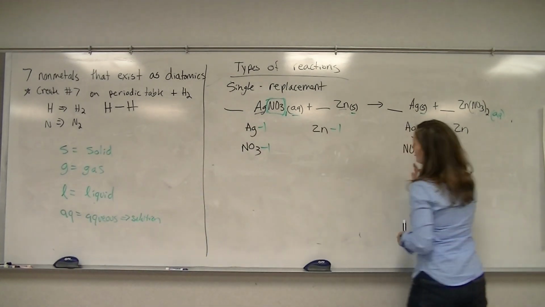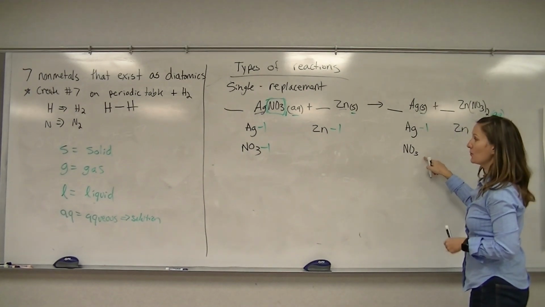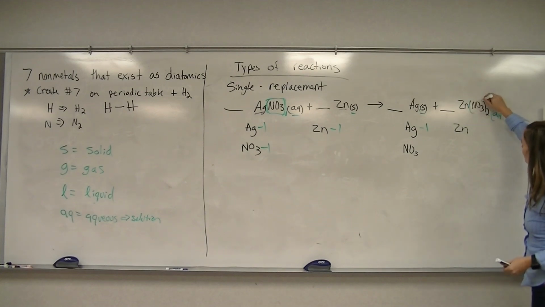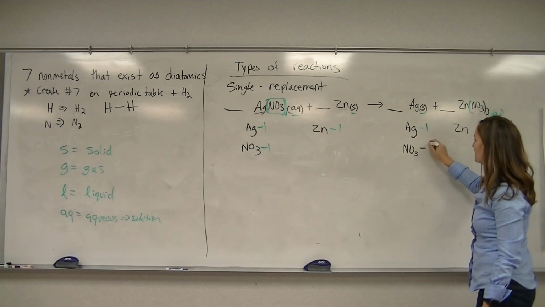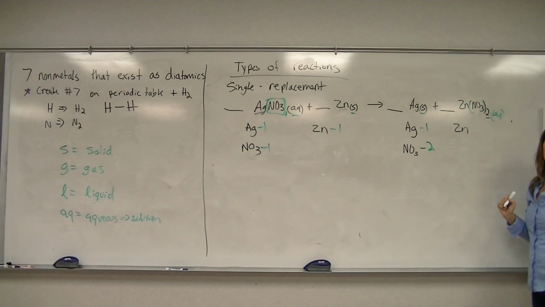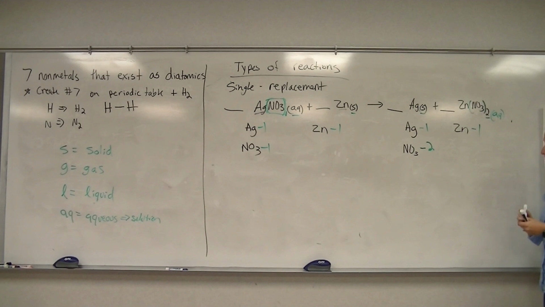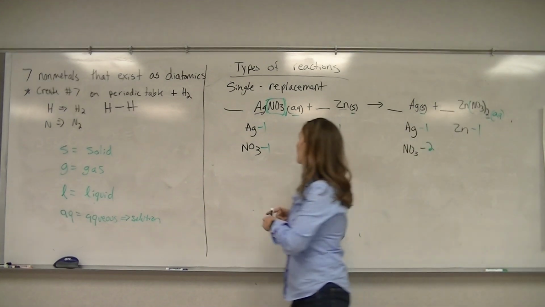Now let's look over here. Silver, 1, NO3, so this time notice the NO3 has parentheses around it, and then this 2 after it. So that 2 is saying there are 2 NO3 ions. So on this side there are 2. For the zinc, just 1. All right, so silver and zinc are balancing on both sides. It's the NO3s that aren't. I have 2 on the product, I need 2 on the reactant.